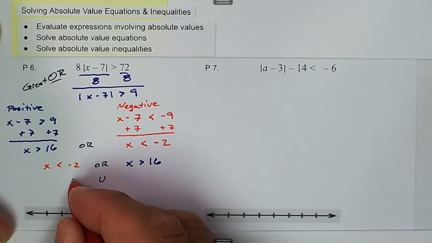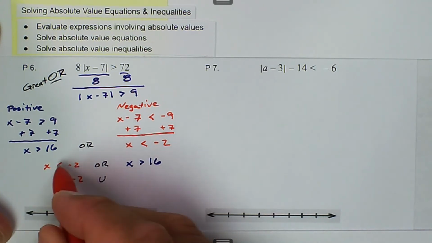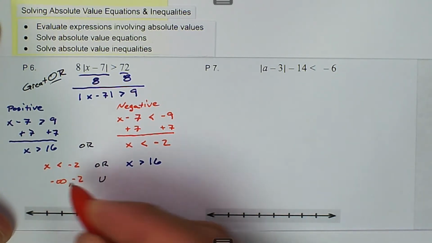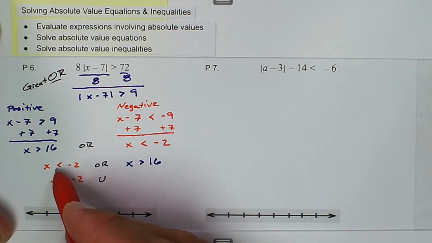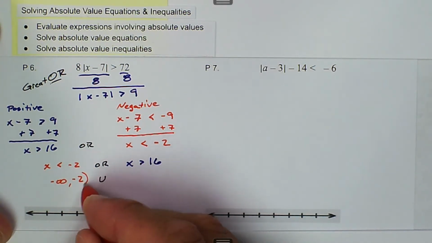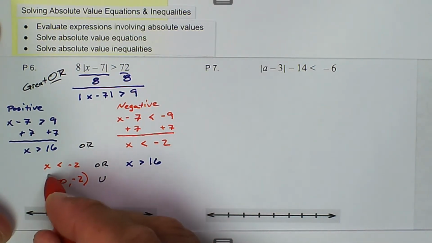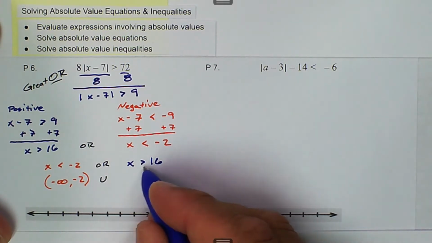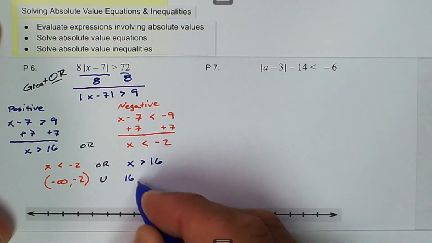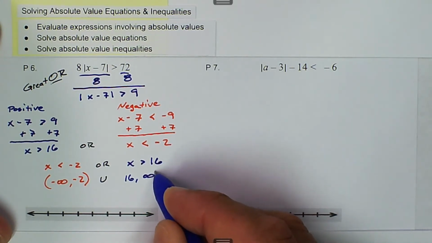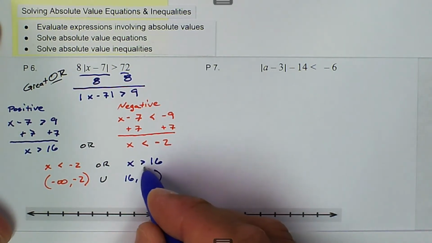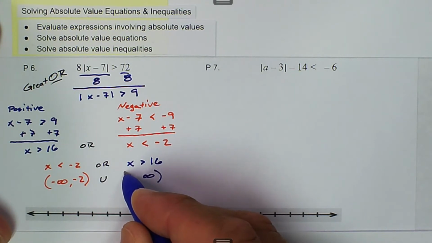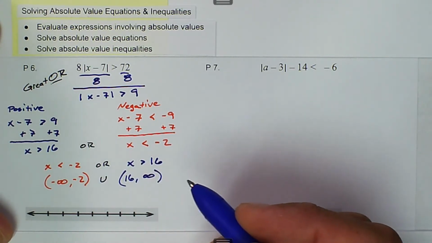Negative 2 is the largest part of this interval, and that arrow means it's going to negative infinity. And because there's no equal sign, negative 2 is not included, and negative infinity is never included. Then we go, x is greater than 16. So 16 is the smallest, and that's going all the way to positive infinity. Positive infinity is never included. In this case, we don't have an equal sign, so 16 is also not included.